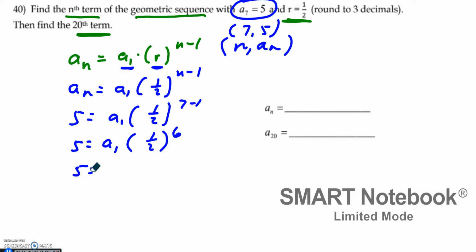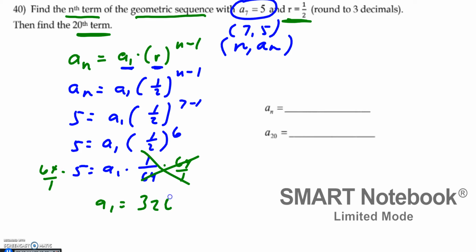If I reduce this without a calculator, 1/2 to the 6th power, and I don't even think I need these parentheses anymore here. 1 to the 6th is 1, and 2 to the 6th is 64. And so what I could do quickly to get a sub 1 alone is multiply both sides by the reciprocal to get a sub 1 by itself. So I would have a sub 1 equals 5 times 64, which gives me 320.